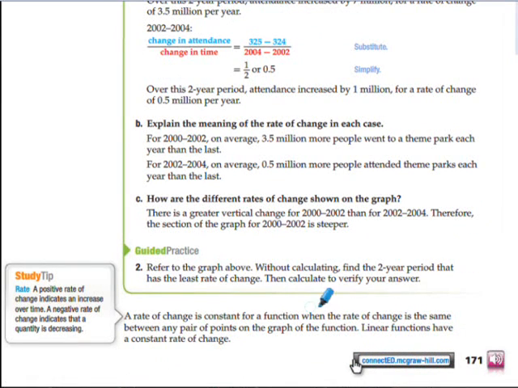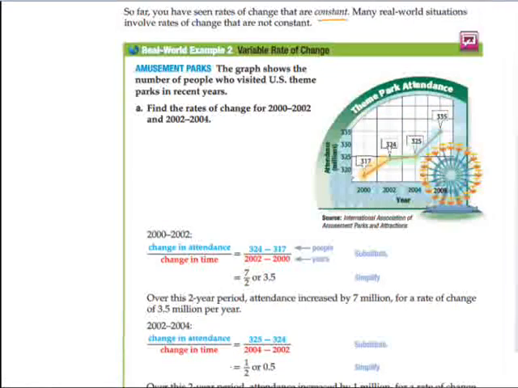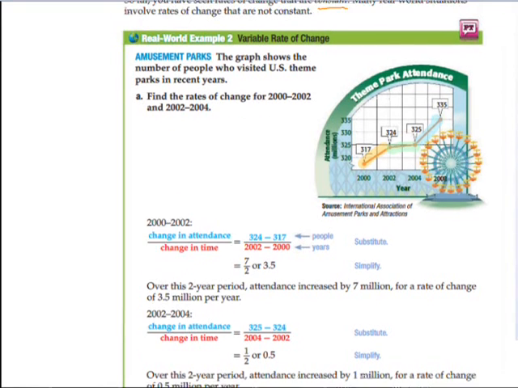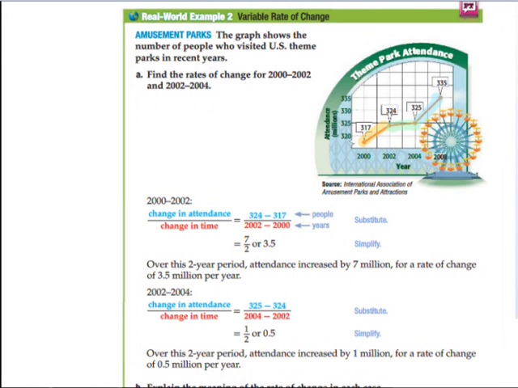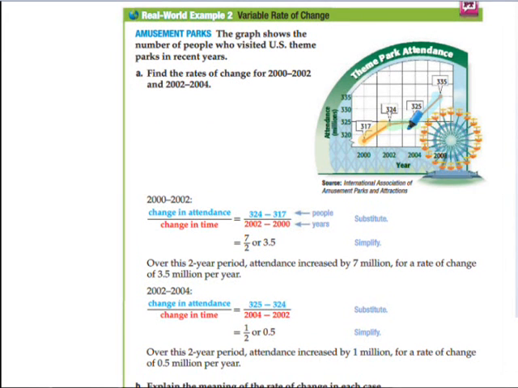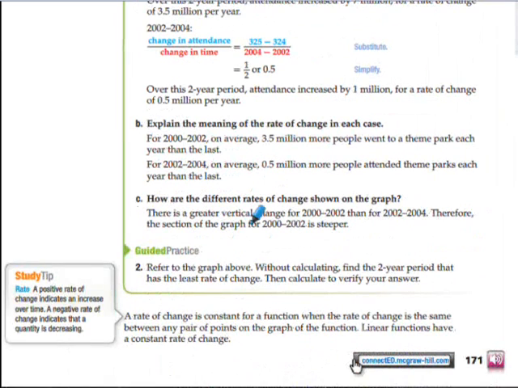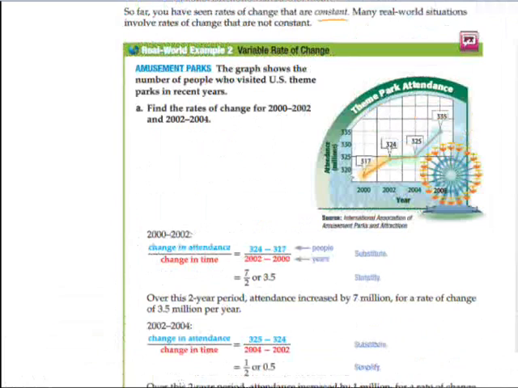Referring to the graph above without calculating, find the 2-year period that has the least rate of change. Which one has the least rate of change? So the smallest change between the years, and hopefully you said between 2004 and 2002, right? So smallest rate of change would be right there. And then calculate to verify your answer. Those answers are already up here. The rate of change for that one was 0.5, okay? But you can tell that just by looking at it.